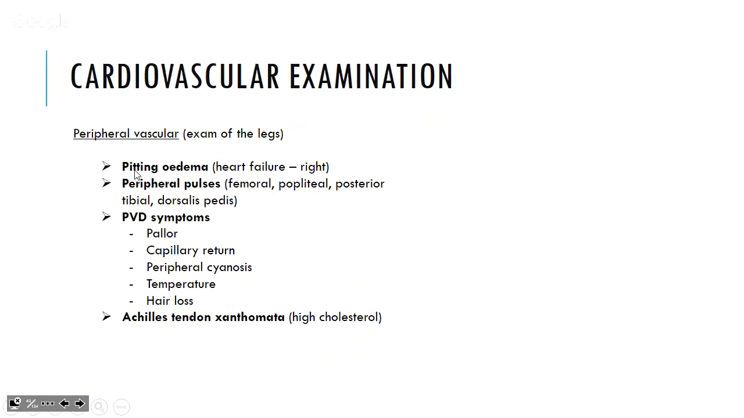And then this is the peripheral vascular exam. So just checking for pitting edema. So that'll be heart failure. Peripheral pulses, so checking the femoral. They won't get you to do femoral. Popliteal, posterior tibial, dorsalis pedis pulses.